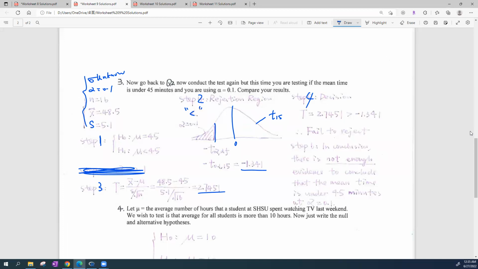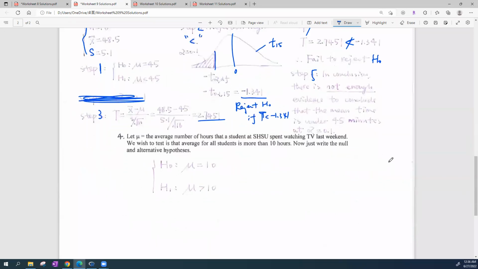It is not smaller than negative 1.341, because if we want to write out the rejection region, we're going to say reject H naught if T is smaller than, so the sign comes from the alternative hypothesis, T is smaller than negative 1.341, or lies within the rejection region. So T is 2.7 something on the right side, it is never going to lie within the rejection region, so we fail to reject H naught. In step 5, in conclusion, there's not enough evidence to conclude that the mean time is under 45 minutes at alpha equals 0.1.